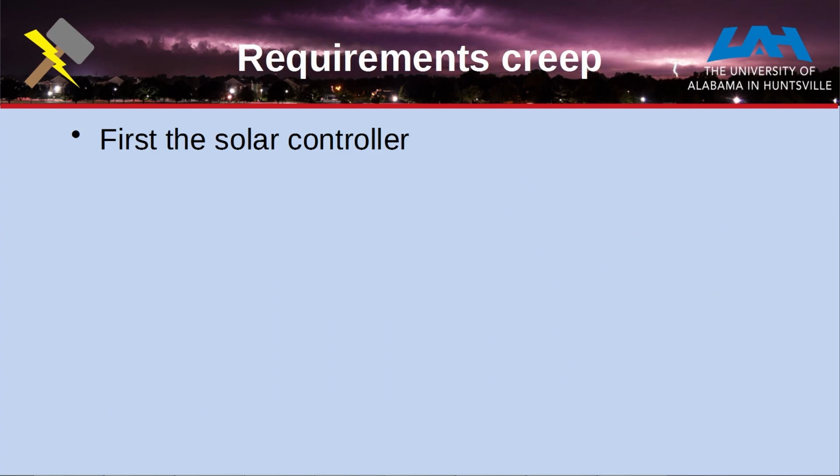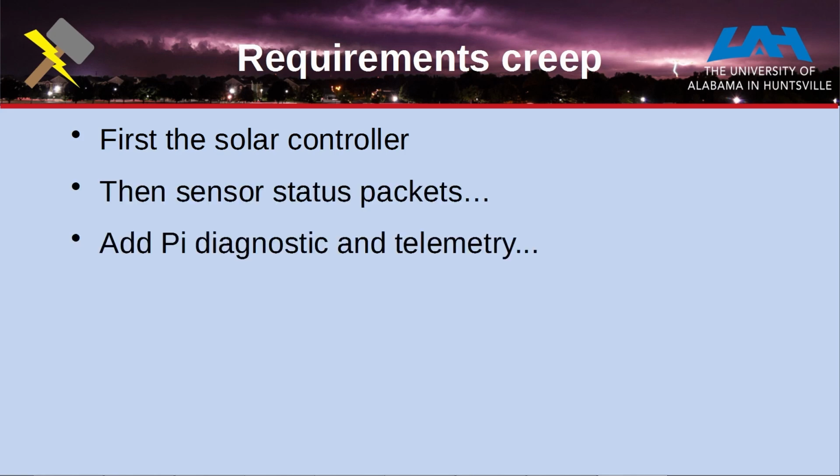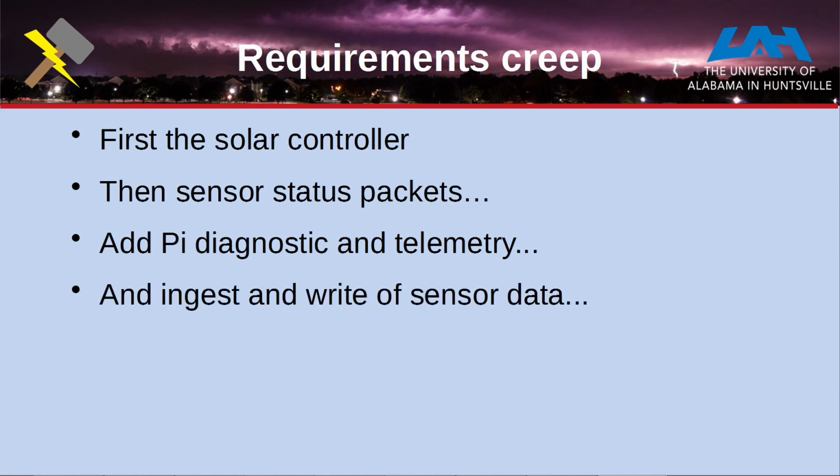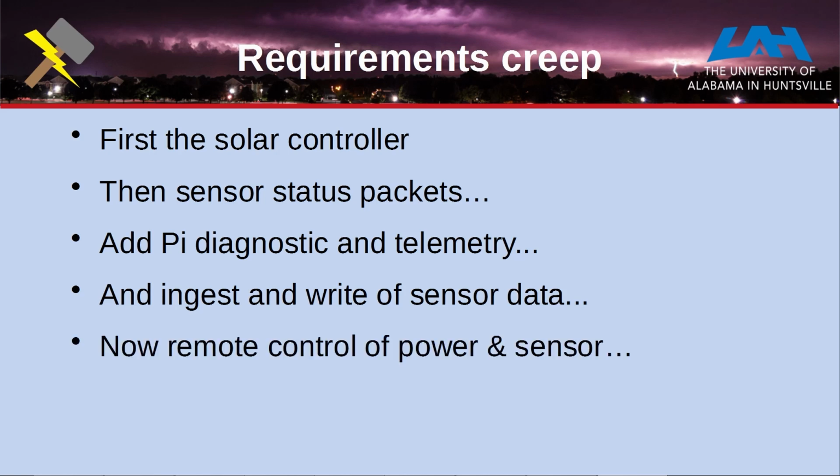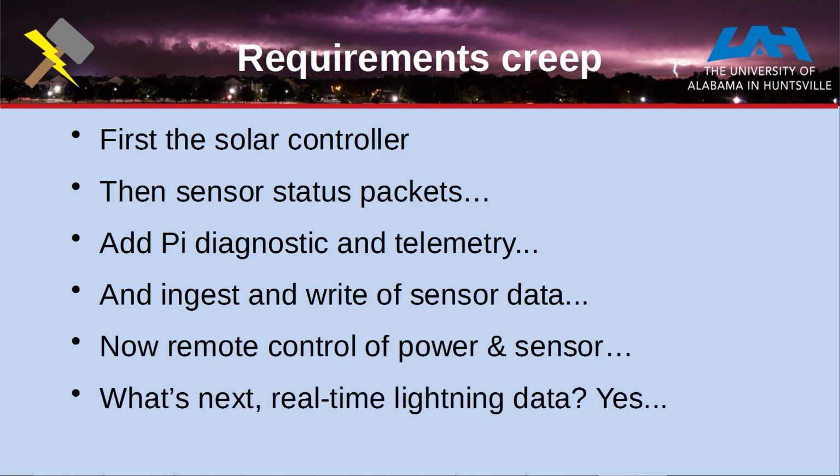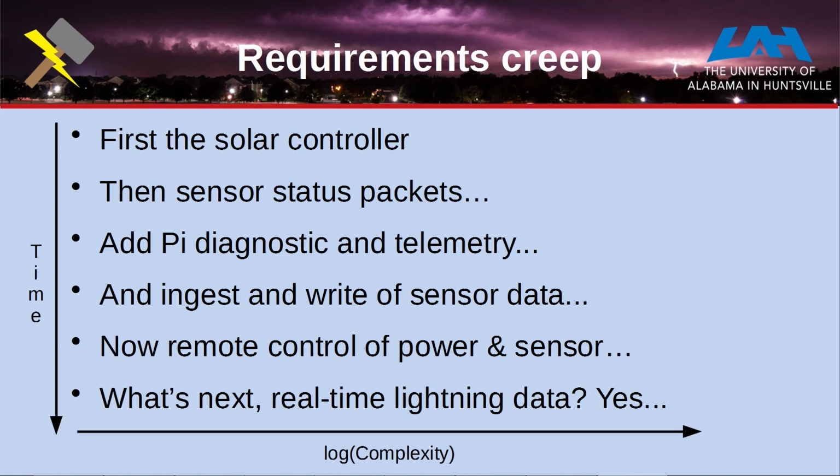Well, as these things go, requirements start creeping in. First, we had to get data from the solar controller. Then we had to get sensor status packets from the sensor. Then we had diagnostics telemetry from the Pi. Add to that ingesting and writing the actual raw sensor data, 22 megabytes a second. And then remote control of the power system and the sensor. And add to that, now we're going to have to add real-time lightning data. Well, things are getting kind of complicated, aren't they?